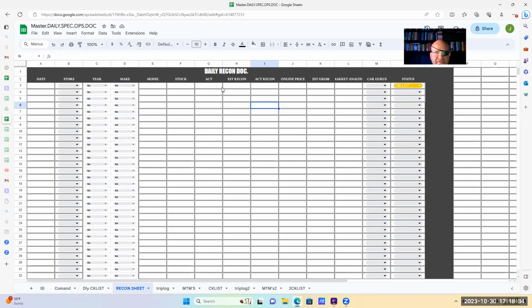I think it is very valuable to be able to put your estimated reconditioning and then to follow through with your actual reconditioning. Put your online price, what you think you're going to make on the deal, and then your market analysis, meaning based off of where you are price wise, where are you at in the market? Sure, the computer can tell you this stuff. I get it. But I want you to look it up. Again, I want you to know where to go, where to look.